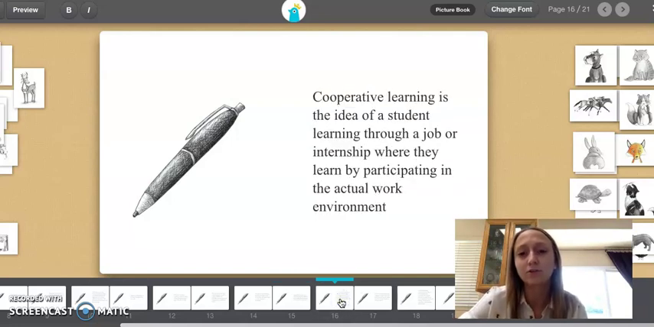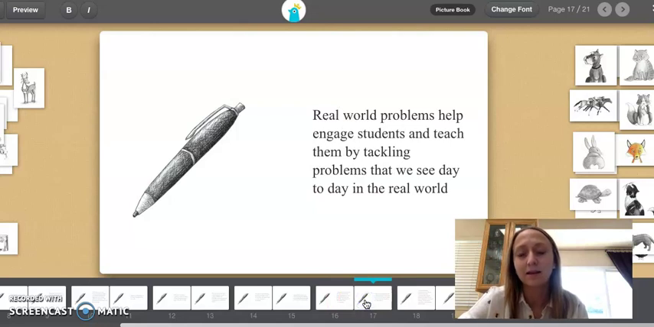So first, we're going to talk about cooperative learning, which is the idea of a student learning through a job or internship where they learn by actually participating in the work environment. And then next we have real world problems, which are going to help engage students and teach them by tackling problems that we would see day to day in the real world.